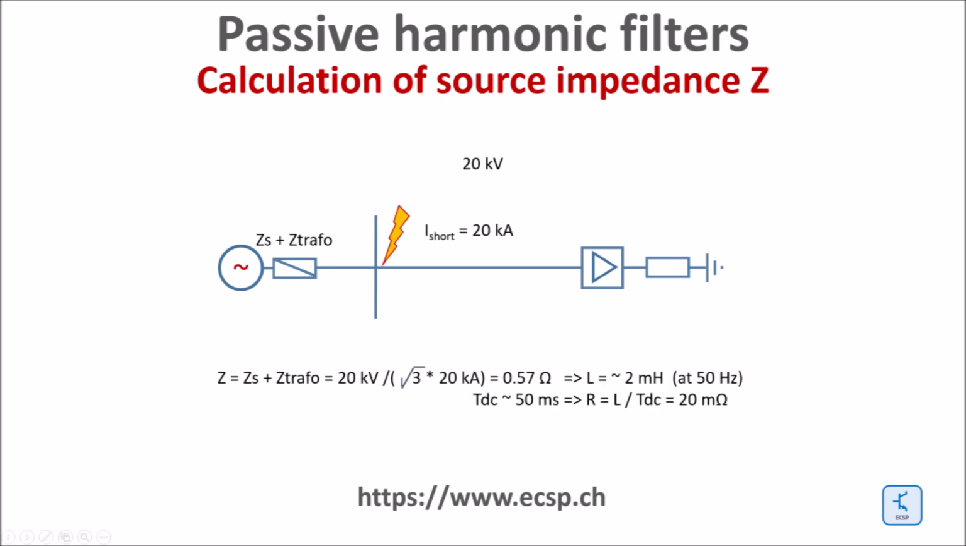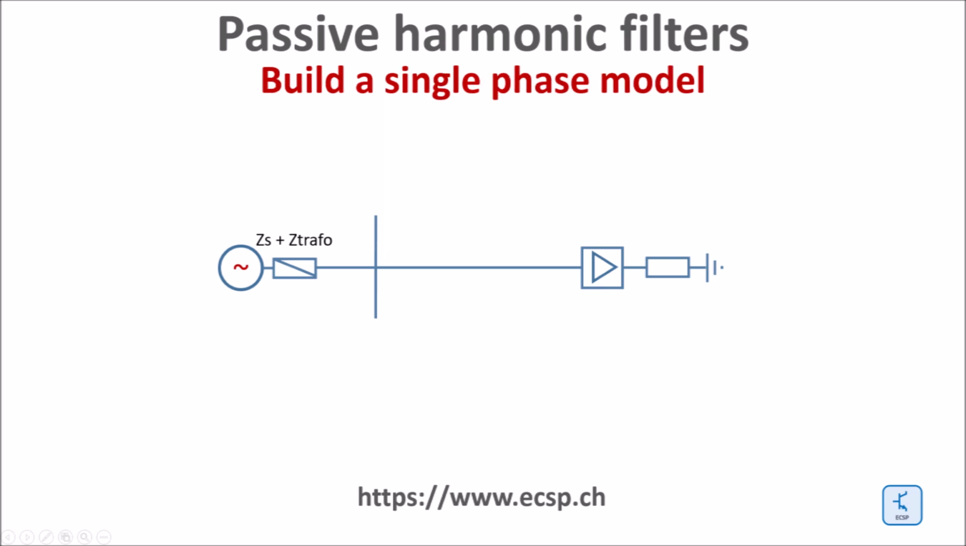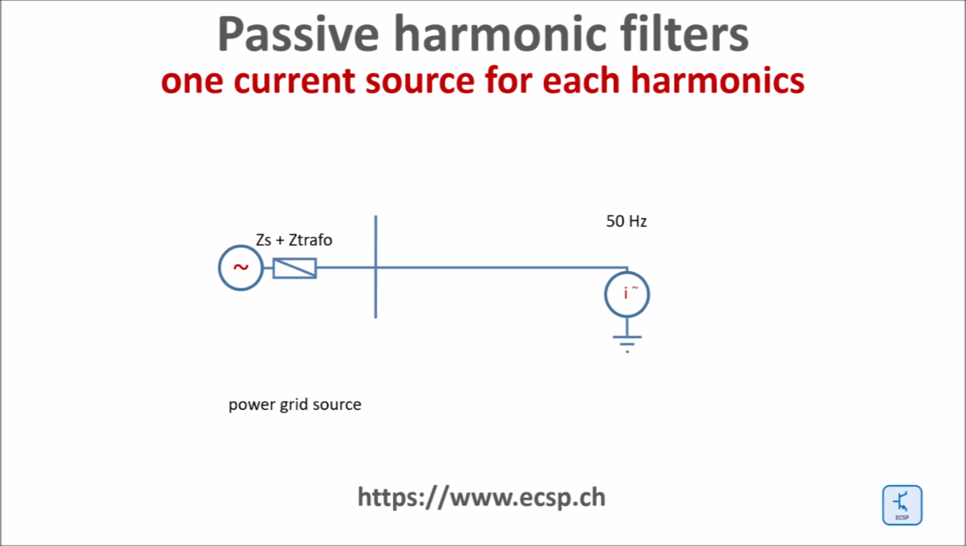From the power system data, we know the short circuit level at the connecting point to the grid. For our example, we set it to 20 kiloamps. For a balanced three-phase system, it is good enough to work on a single-phase scheme. We replace the rectifier diagram by current sources.